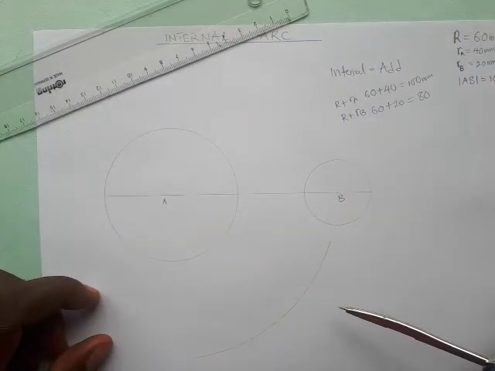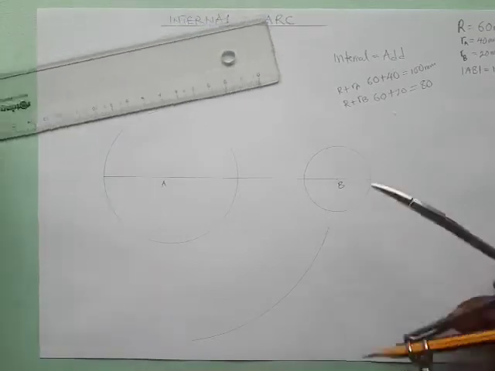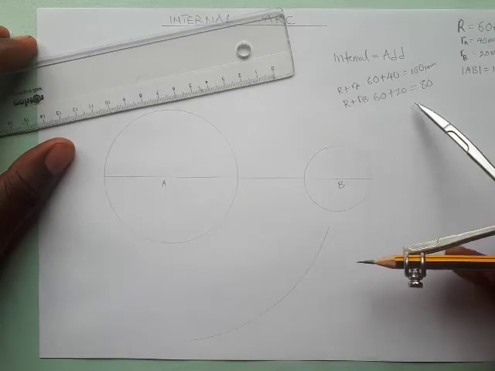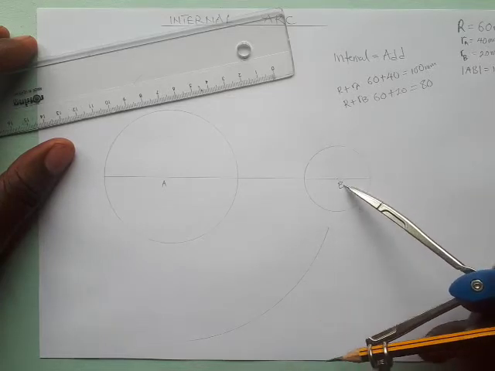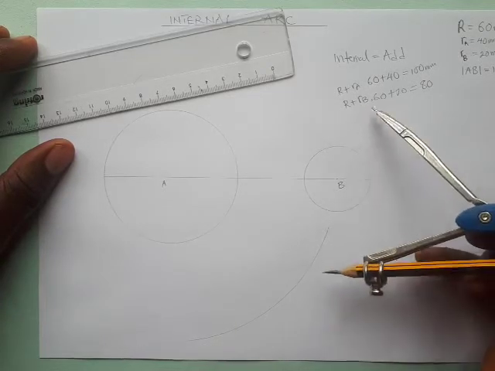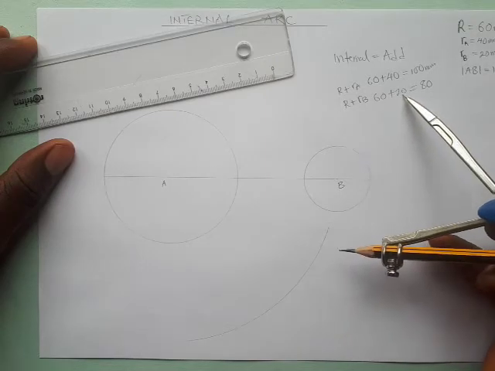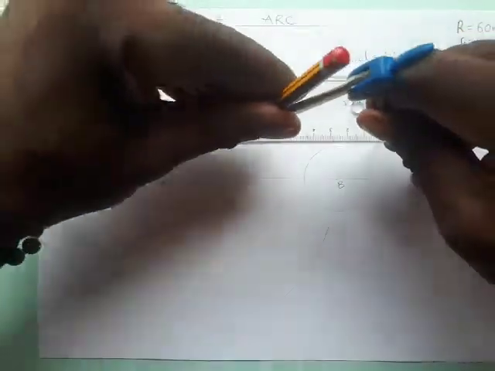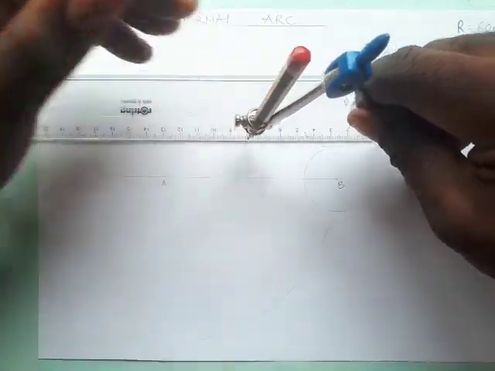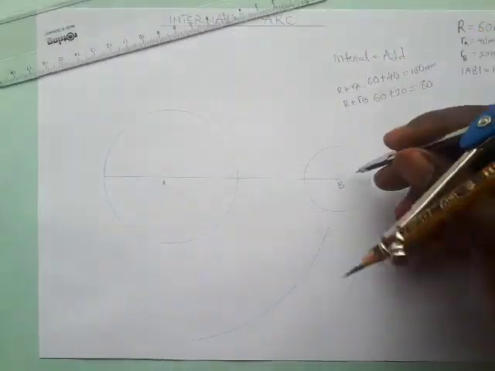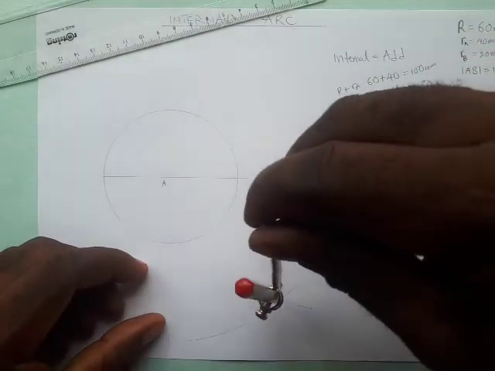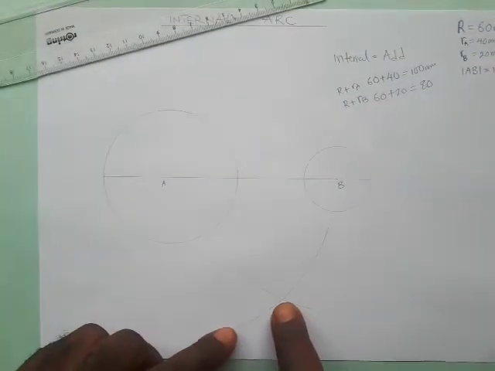Rest. All right? Now, what is the radius that you're going to stretch for center B? So for RB, we have 60 plus 20, which is 80. So you stretch 80. That's 8. Here we have 8. Needle on B, and cut this arc. So they are intersecting at this point.